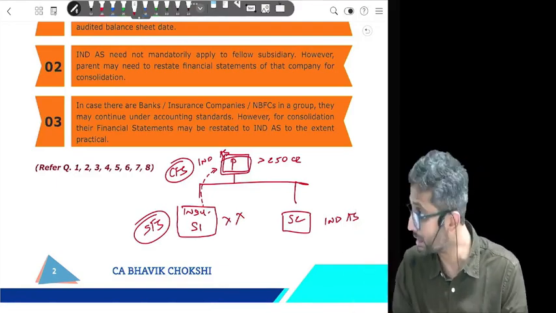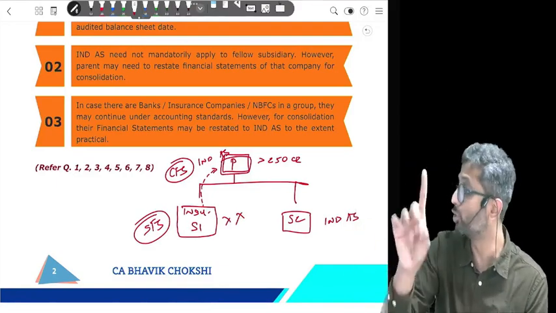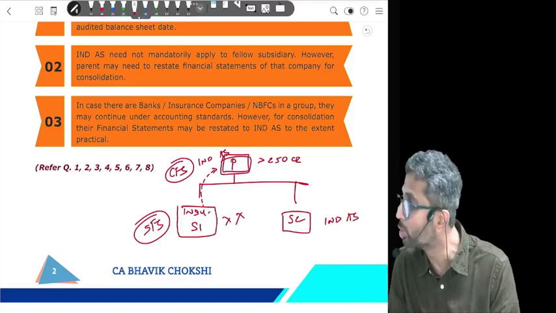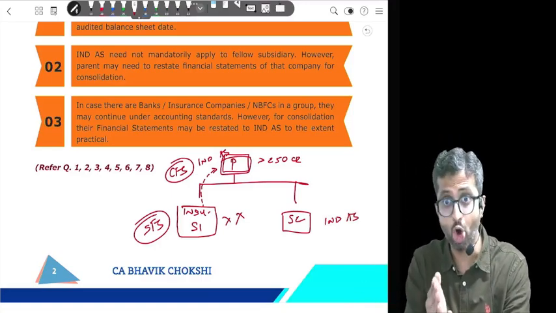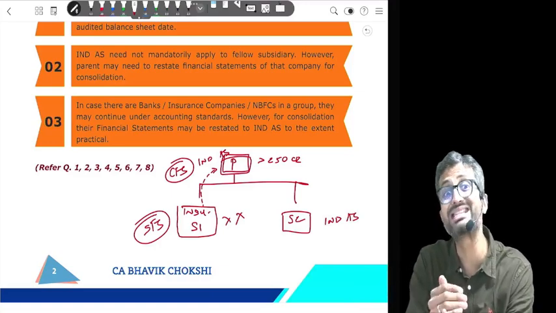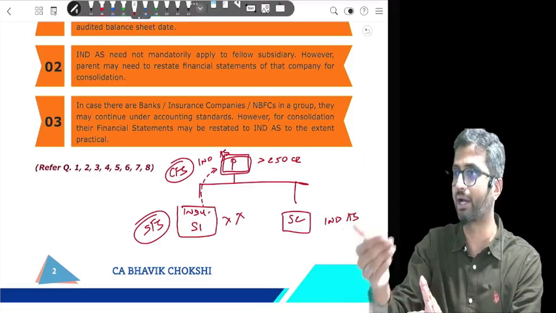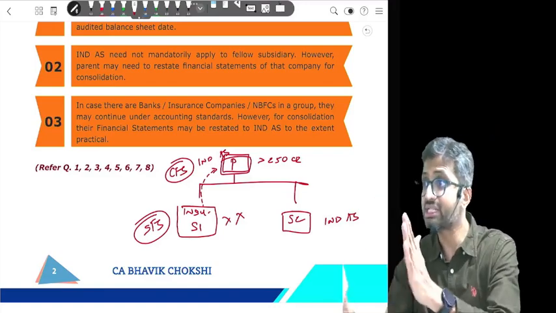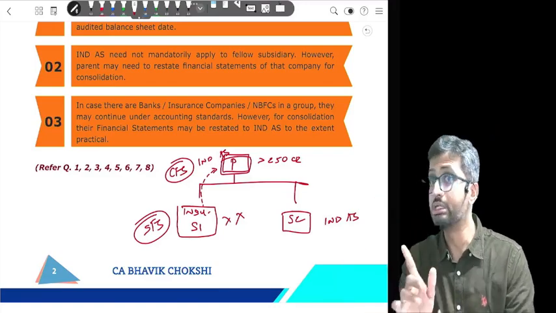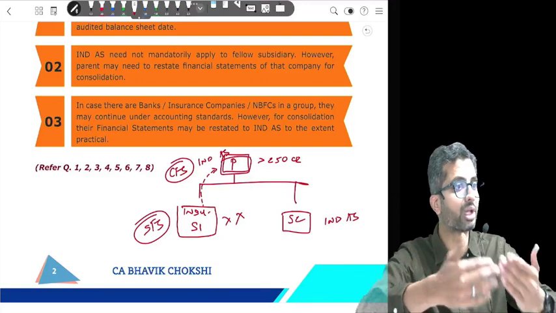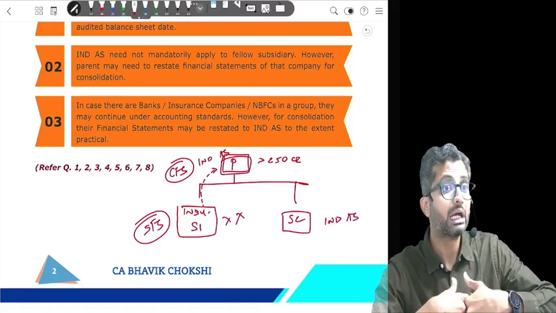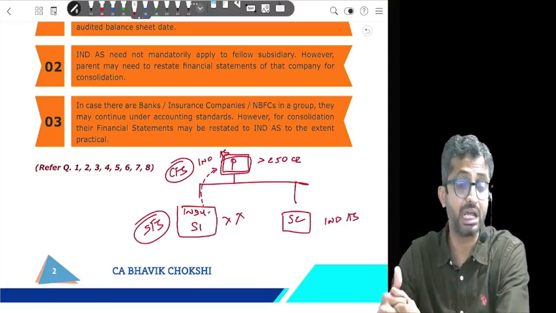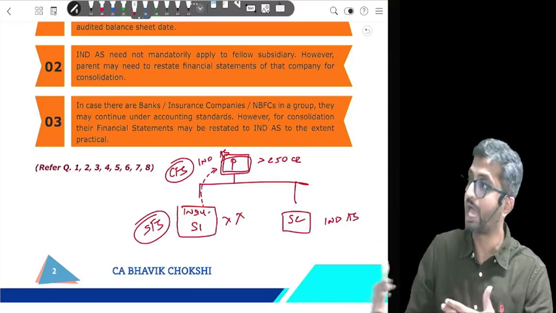Which means in practice, what almost all of these companies like Future Group, Bharti Group do is they will restate their financials of the insurance company to the extent possible and extent practicable to Ind AS and then consolidate. So consolidation will still require you to take your insurance company's financials, restate them as per Ind AS to the extent practicable, and then consolidate.